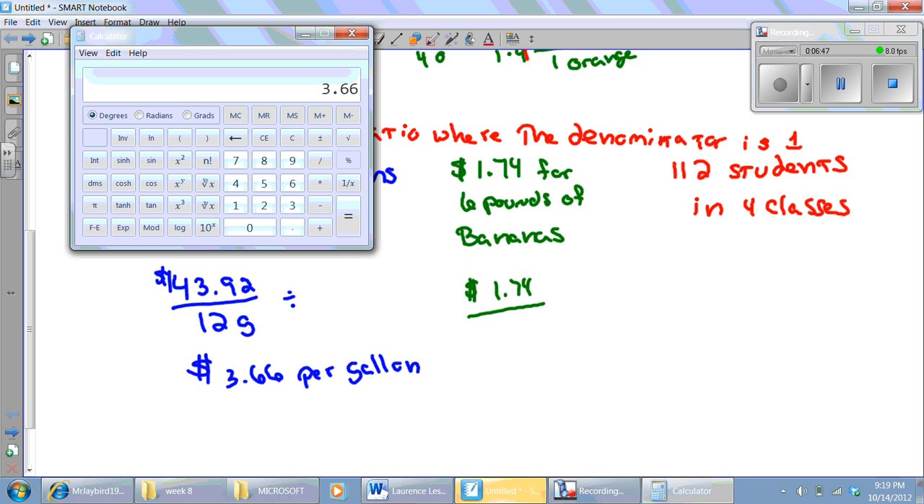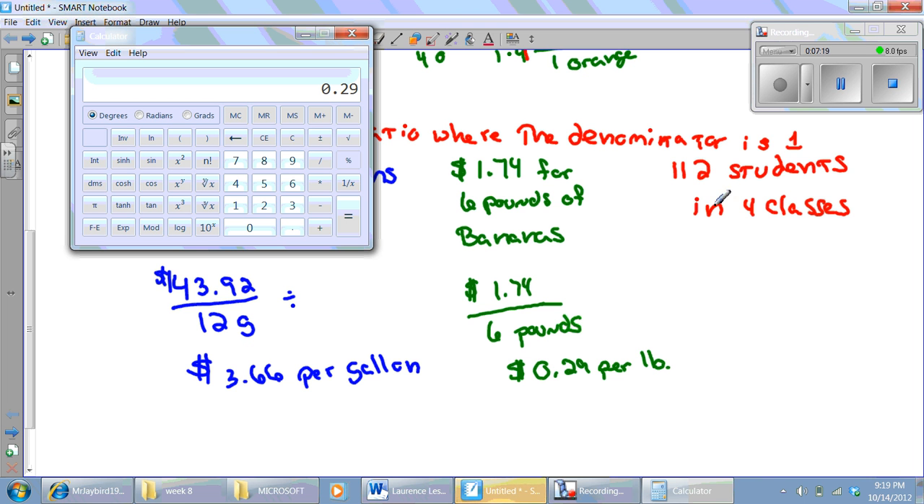Now on the green one, I spent $1.74 on 6 pounds of bananas. Well, what's the price per pound? Well, you take $1.74 and you divide it by 6, and you get 29 cents per pound. That's simple. All we're doing is dividing. We're setting up a ratio and then dividing.